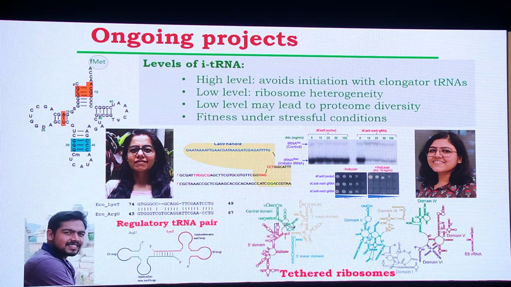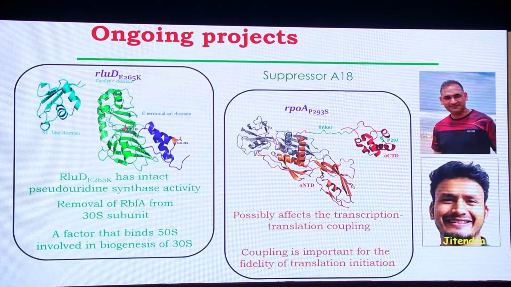There is another work where we want to look at the regulation by interaction of the two tRNAs in the cell, that they can regulate the levels of initiator tRNA. We are also interested in looking at the accuracy of initiation in the tethered ribosomes, where both the 16S and 23S RNA have been joined in the cell. The RluD story is okay, but this suppressor A18 has yet another mutation, which is in rpoA, and we are still trying to figure out what the role of this particular mutation is. Kuldeep thinks that this has a connection with transcription-translation coupling, and we would like to look at that.